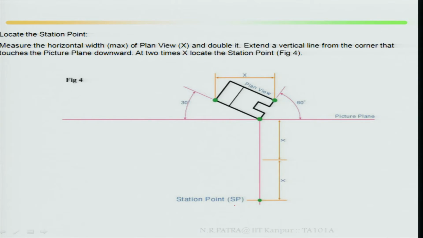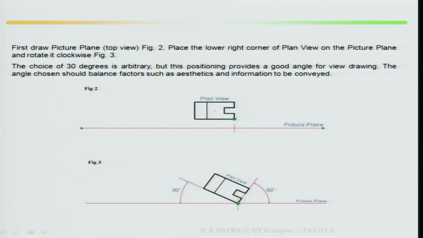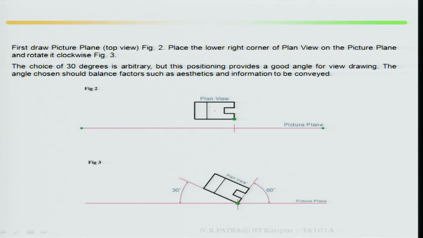Then locate the station point. Once you put your picture plane, if you understand well or not, let me go back. This is your front view, this is your front side elevation, plan view, that means your top view, side elevation, this is your front view. Taking into consideration the object looks like this plan view. Now this plan view you have to rotate it by 30 degrees so that you can see a clear picture in all directions. So what happened, in the picture plane you put the plan view, then rotated it 30 degree clockwise, so that you can see both the sides, you can visualize it, so that the object will be clear.